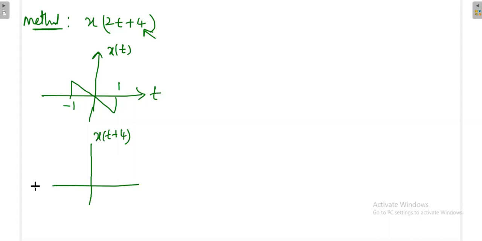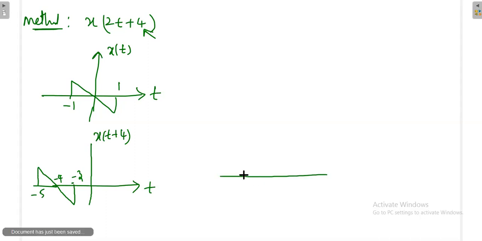Once you shift this by 4 units, what happens? It goes like this. Here you'll get -5, here -4, here -3. Now I have to apply the scaling. Scaling unit is 2. Simply to apply the scaling, for simplicity take the same diagram, and whatever the number that is there, you divide by 2. Why by 2? Because here 2 is there.